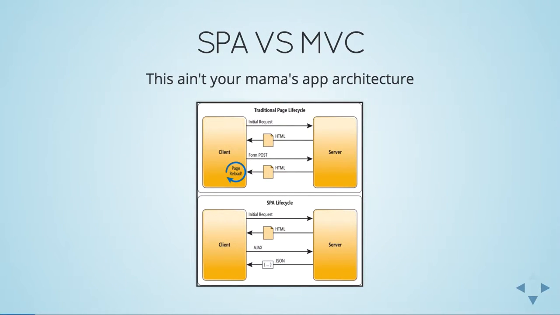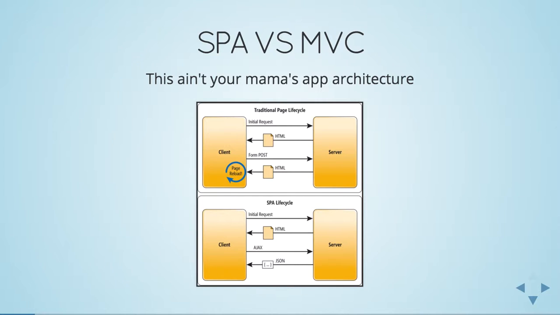Before we get into it, I want to talk about the differences between a typical model view controller architecture and that of a single page application. So with MVC, your application essentially calls some backend server. The server renders a new HTML page and delivers that to the client, resulting in a page refresh.